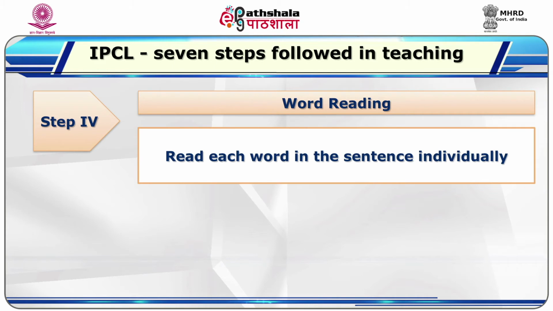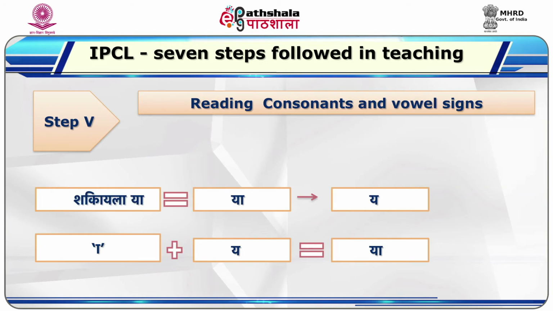Now, the teacher takes each sentence separately and asks the learner to read each word in the sentence individually. In this way, the learners get to read all the words in a sequence. The 5th step includes reading consonants and vowel signs. Let us look at the first lesson in the IPCL primer prepared by the State Resource Center, Pune.